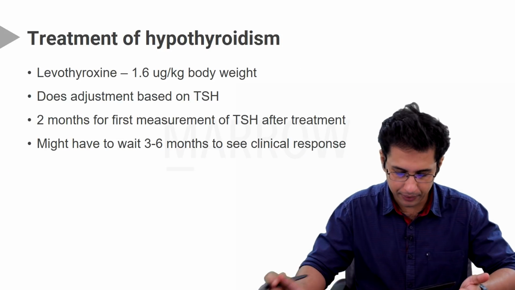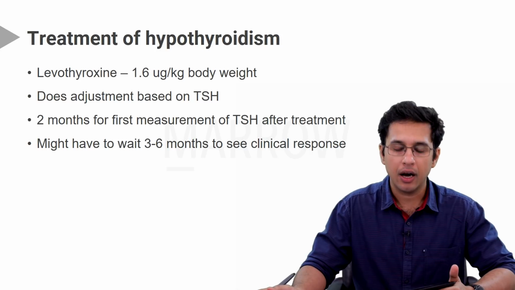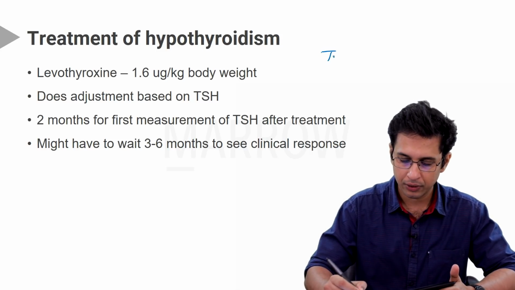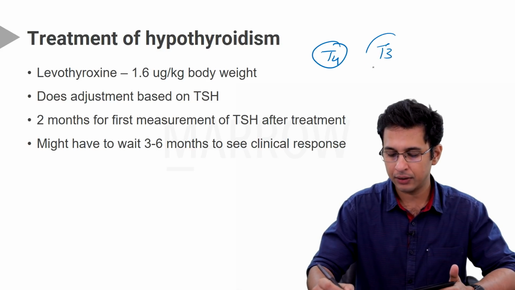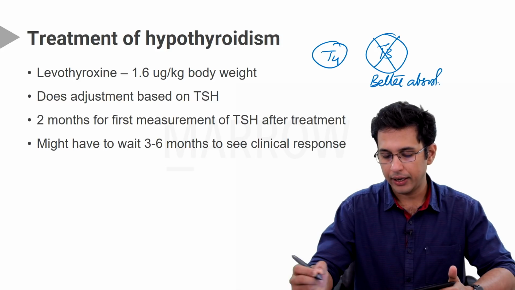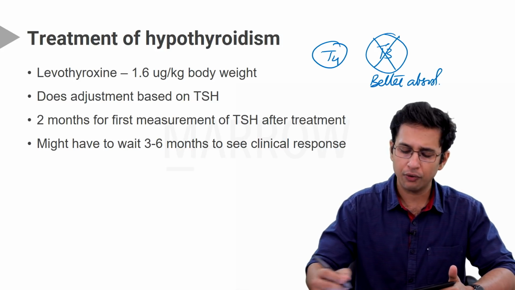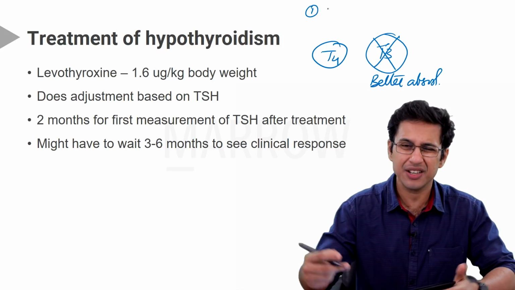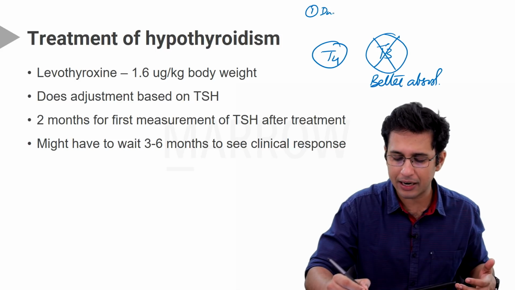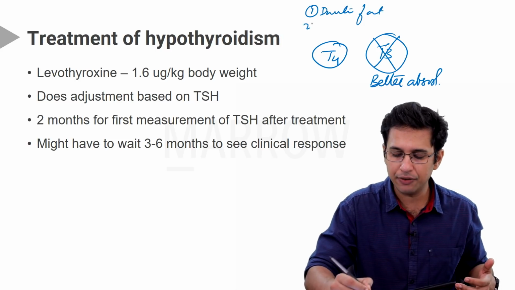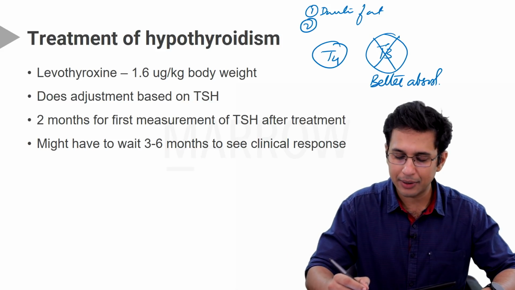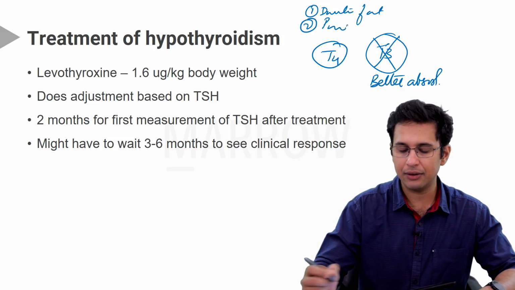Treatment of hypothyroidism. It's quite straightforward. You give T4. You don't give T3. Why? See, T3 is actually better absorbed, but we give T4. One, it's not short acting, right? You don't have to give multiple doses. You are happy with the duration of action. Second, even if you give T4, it will get converted to T3 in the periphery. And it's much easier to measure. So we give T4.